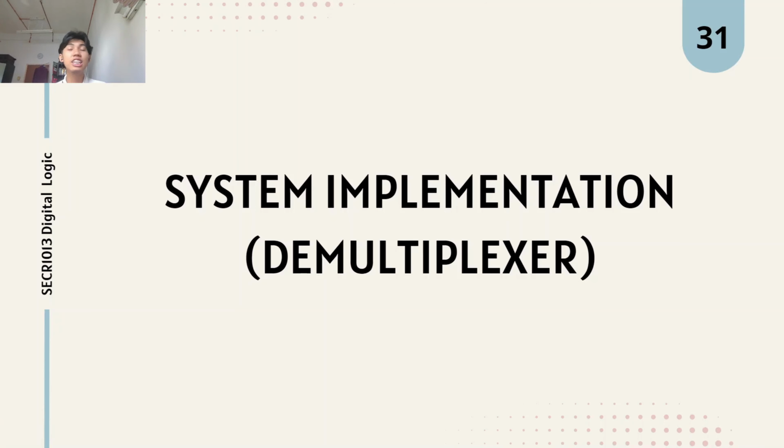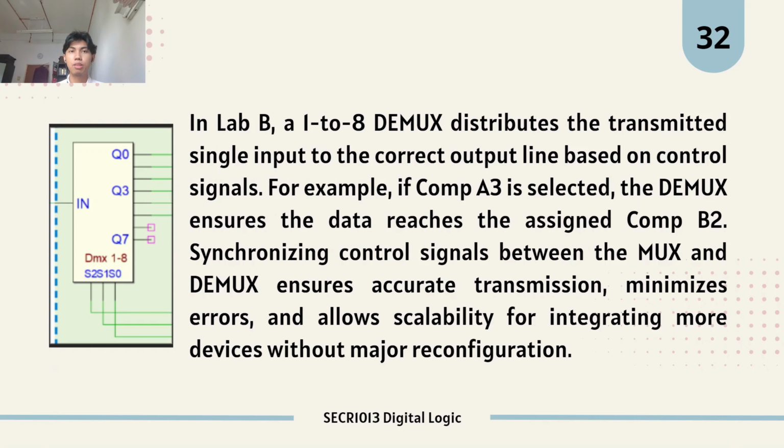As for the next one, the demultiplexer. In Lab B, a 1 to 8 demux, also known as a demultiplexer, distributes the transmitted single input to the correct output line based on control signals. For example, if COM A3 is selected, the demux ensures the data reaches the assigned COM B2. Synchronizing the control signals between the mux and demux ensures accurate transmission, minimizes error, and allows scalability for integrating more devices without major reconfiguration.